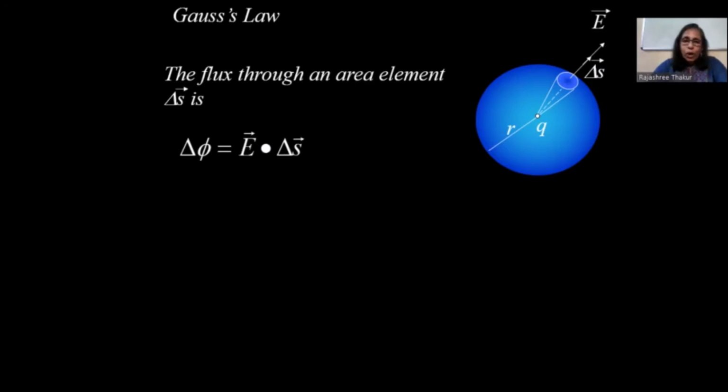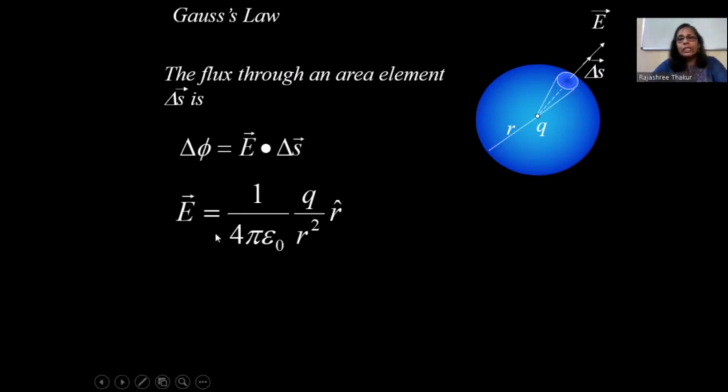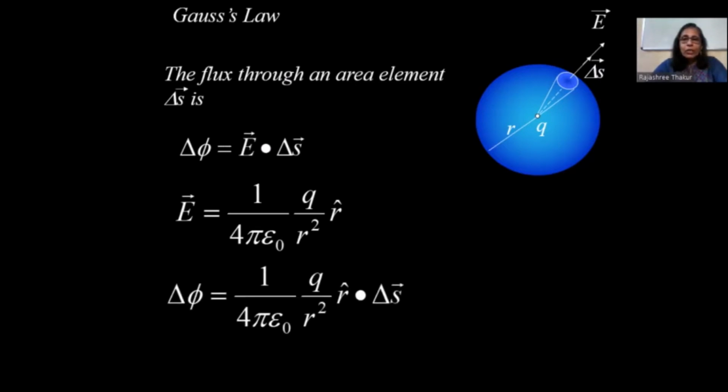What is the value of electric field at that point? It is given by E is equal to 1 upon 4 pi epsilon 0 Q upon R square into unit vector R. Let us substitute this electric field value in this equation. So what I get? Delta phi is equal to 1 upon 4 pi epsilon 0 Q upon R square, and it will be the dot product of unit vector R and vector delta S, area vector. Now we already know that this unit vector has magnitude 1 and R and delta S are in the same direction. So the angle between them is 0.